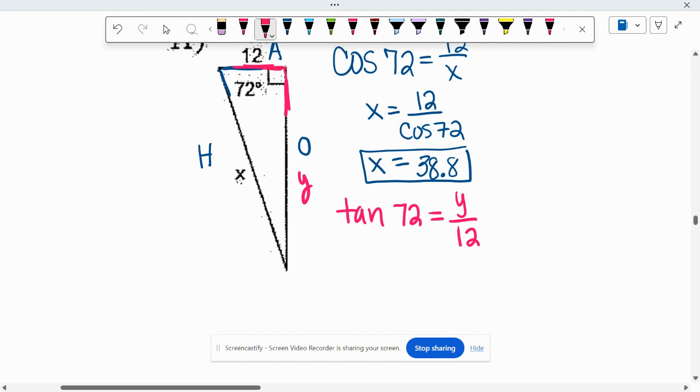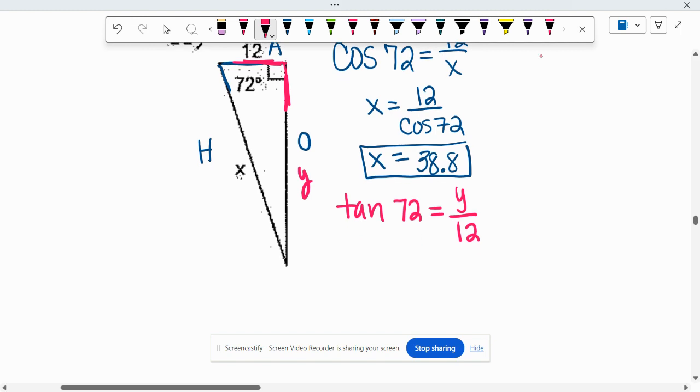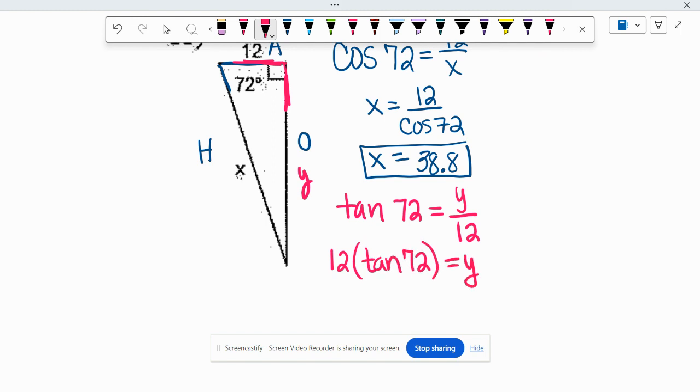What am I going to do to get y all by itself, Kane? Multiply both sides by 12. So 12 times the tangent of 72 equals y. Tell me what you get, Kane. So did I. That's perfect. 36.9.